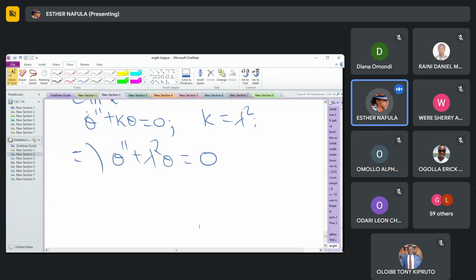Do you know how to solve a second order ordinary differential equation? You first need to write down the characteristic equation. I believe I took you guys through this.